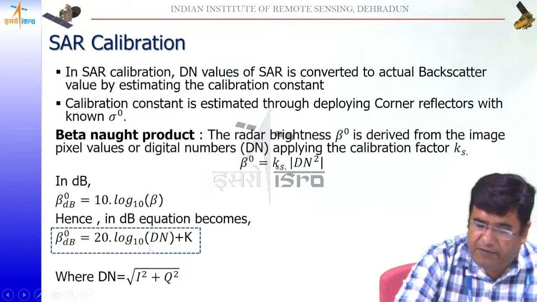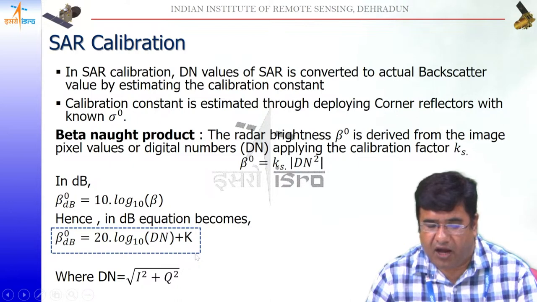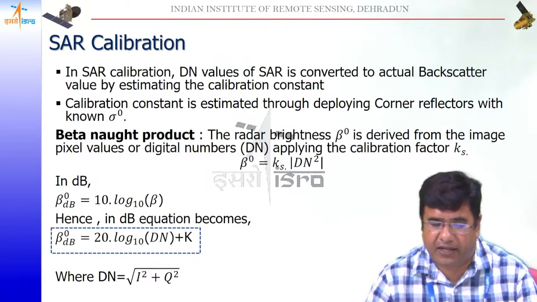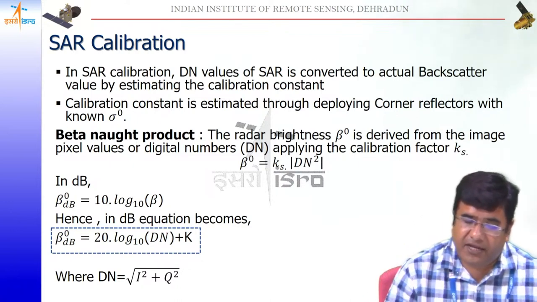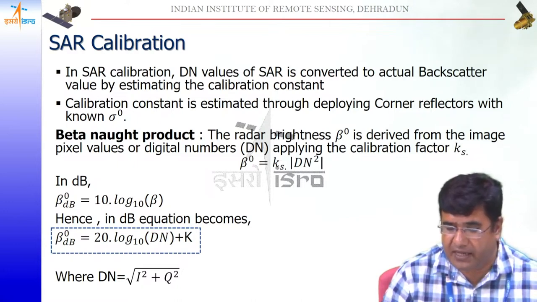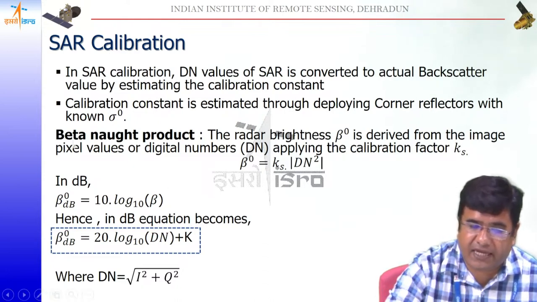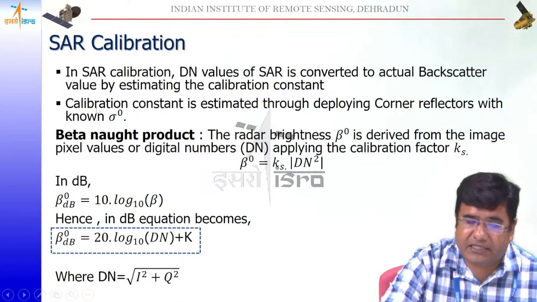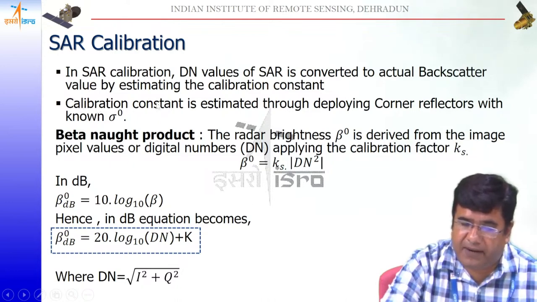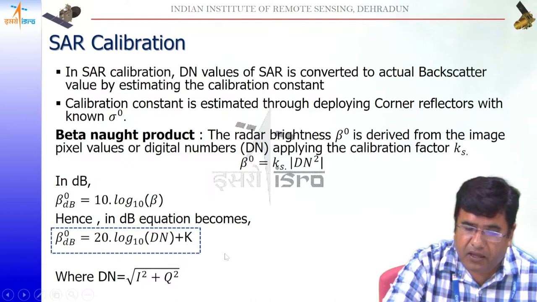We know the image DN value, and the calibration constant is given in the SAR meta file. How is it derived? We deploy corner reflectors, and for those corner reflectors we know the original backscatter, and from the DN we correlate with this value and find out the calibration constant. This calibration constant is provided in the meta file, and we can use it to convert the DN to the beta naught product.